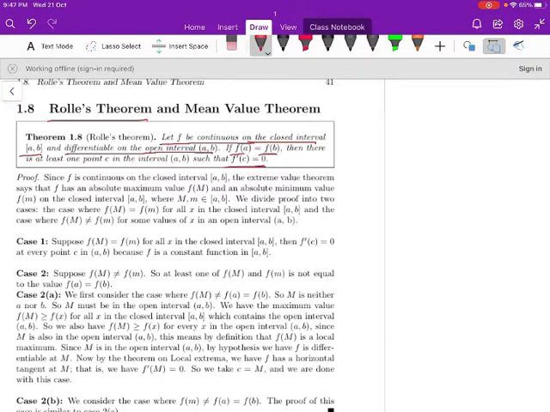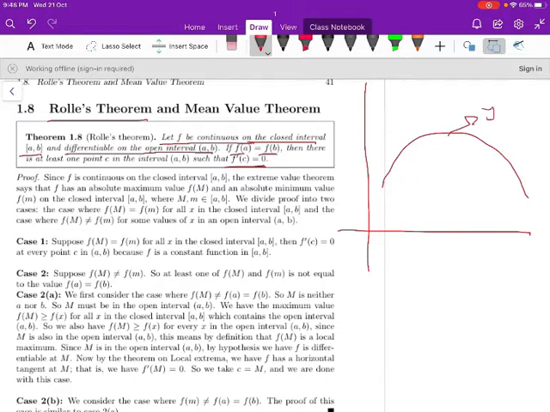So let us see geometrically how it works. Let us have the coordinate system. We take a continuous function y is equal to f(x), on the interval x is equal to a to b. The function y is equal to f(x) is continuous in the closed interval [a, b], and that function is differentiable in the open interval (a, b).